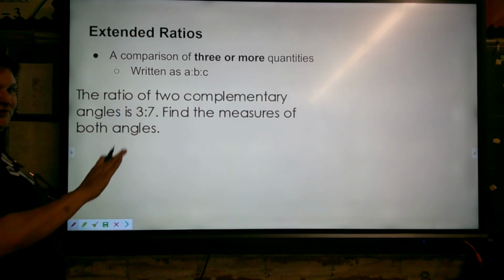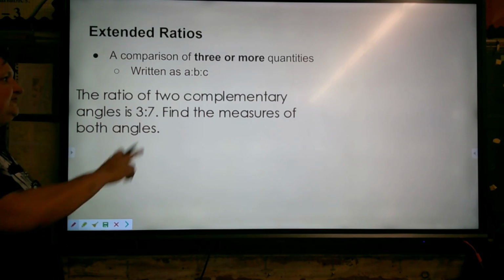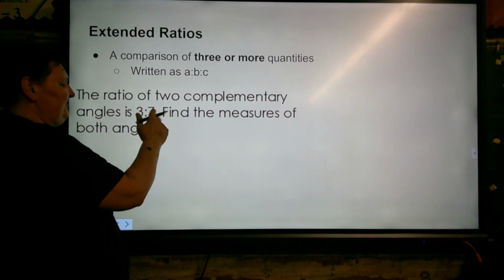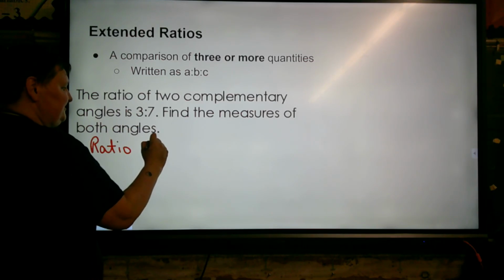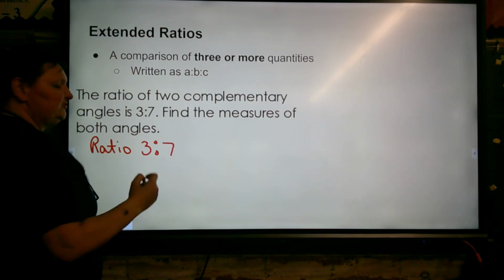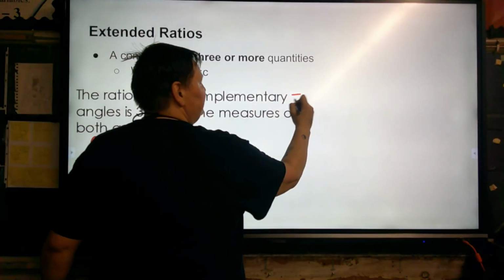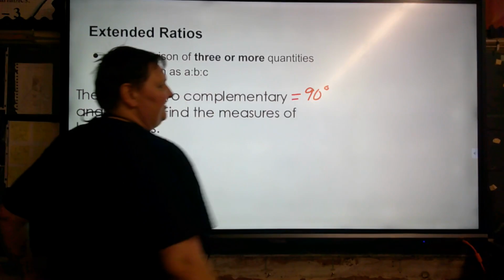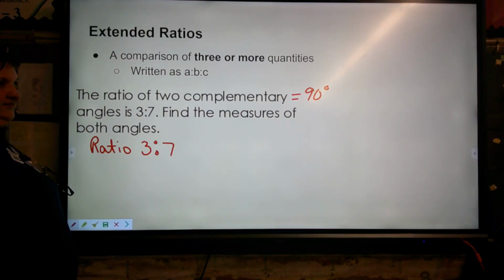Let's start with a simple comparison. It's not even an extended ratio. It only has 2 comparisons, right? 2 quantities. It says the ratio of 2 complementary angles is 3 to 7. So my ratio is 3 to 7. Good to know. I'm going to go ahead and make note of that. And it says complementary angles, which means they have to total 90 degrees. Find the measures of both angles.